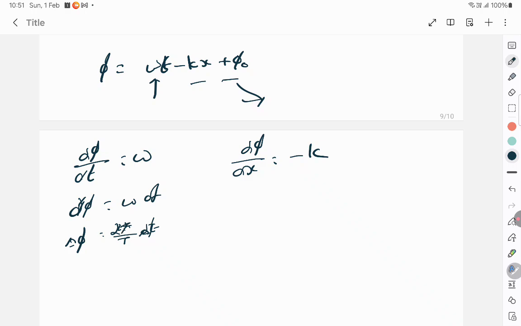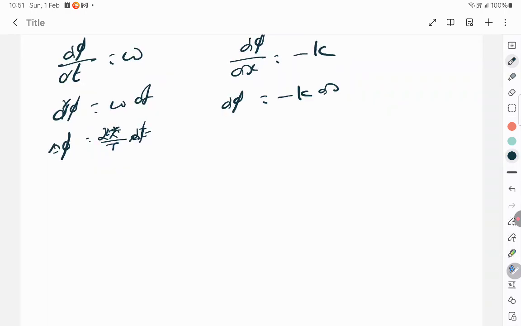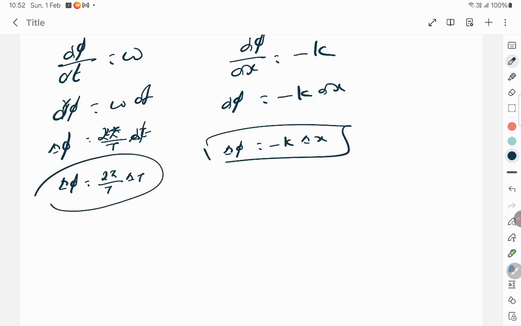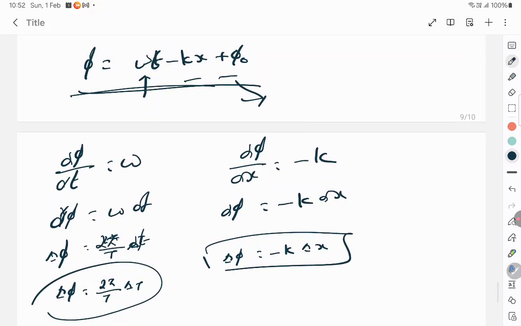So here d phi can also be written as minus k into dx. So you get the expression delta phi is 2 pi by capital T into delta t, and you get delta phi to be minus k into delta x. So you get the change in phase with respect to time, and also the change in phase with respect to position. You do it like this and find the phase difference. There are two different ways in which we can find the phase difference: taking that phase value, just that in the bracket, and differentiating.